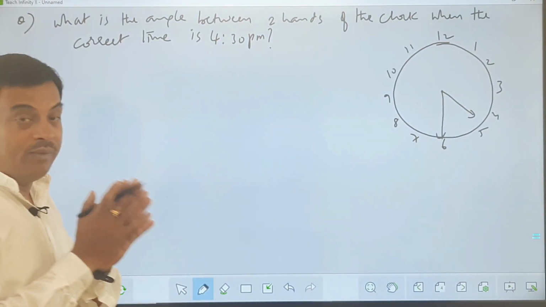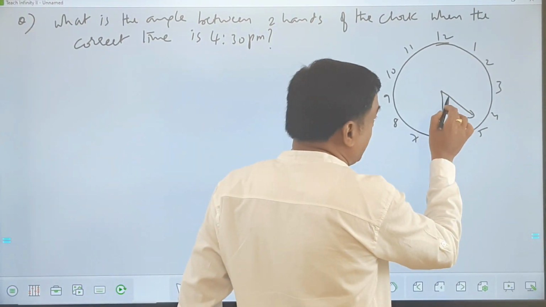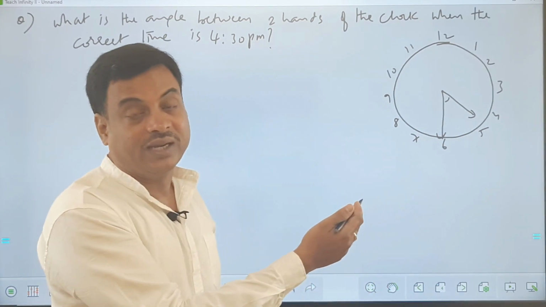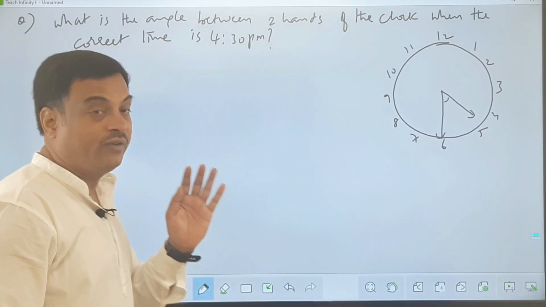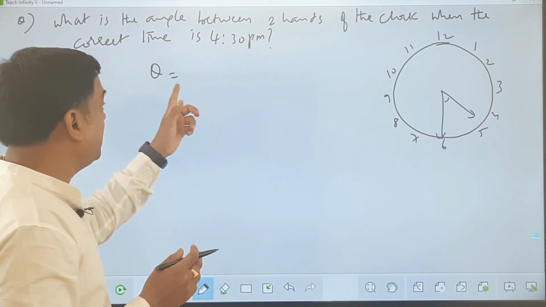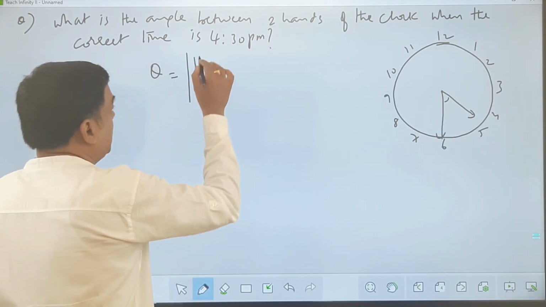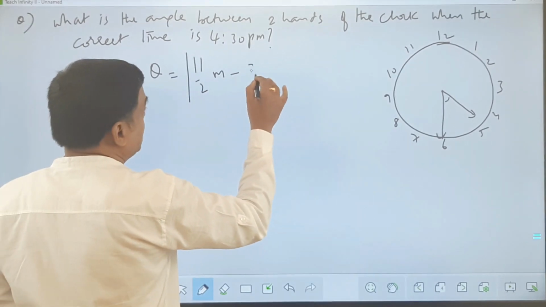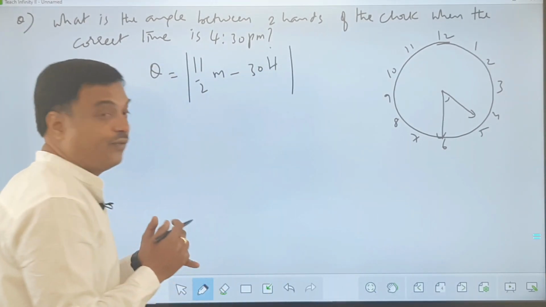So there is a direct formula approach for this. We can also get the angle by analyzing, but rather, I would prefer the formula here. The formula to know the angle between two hands, the direct formula, is theta equals |11/2 m minus 30 h|.